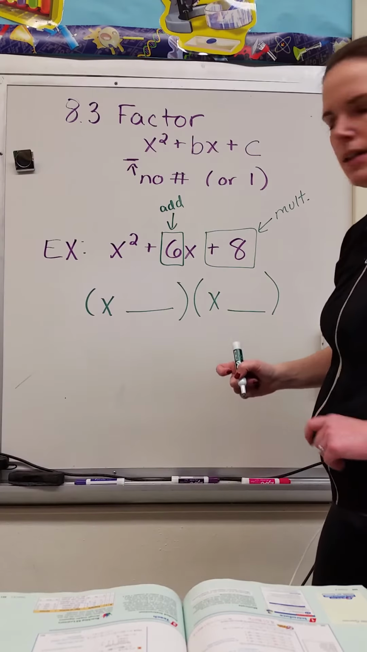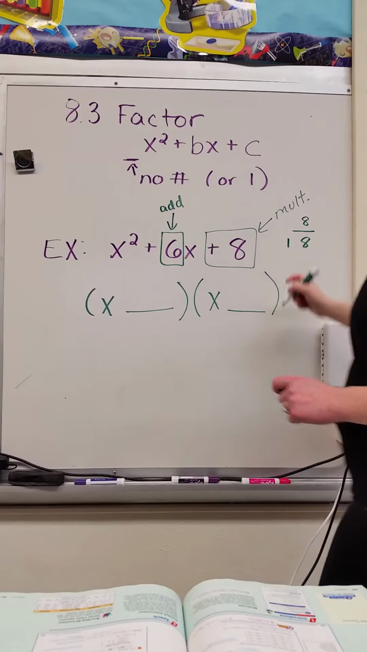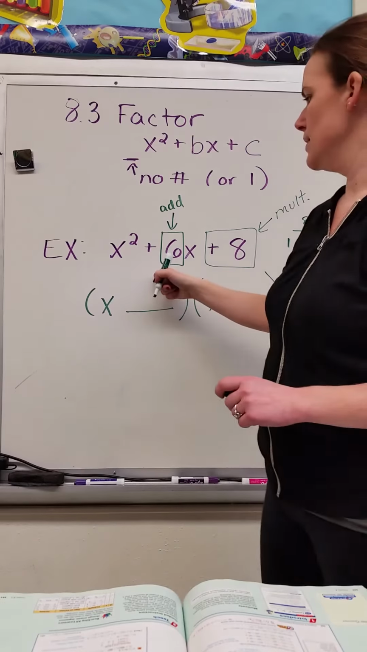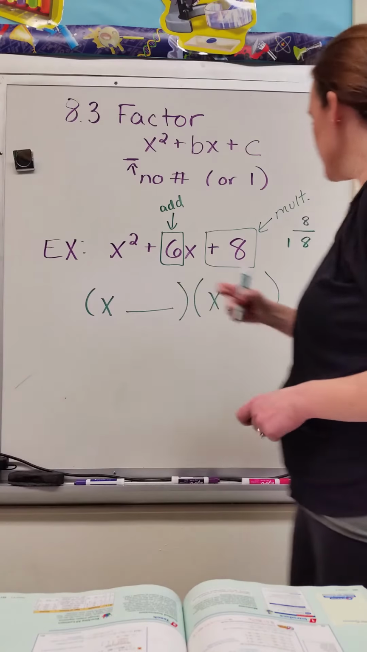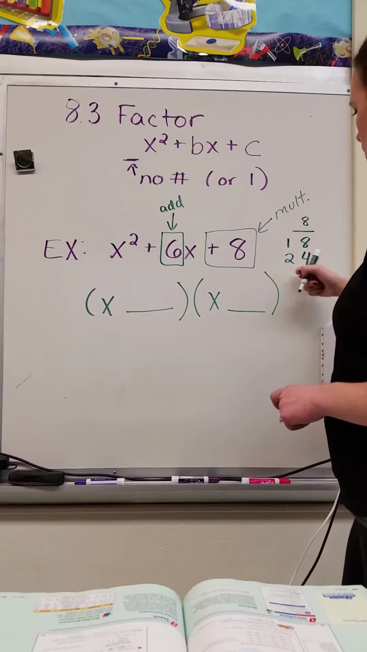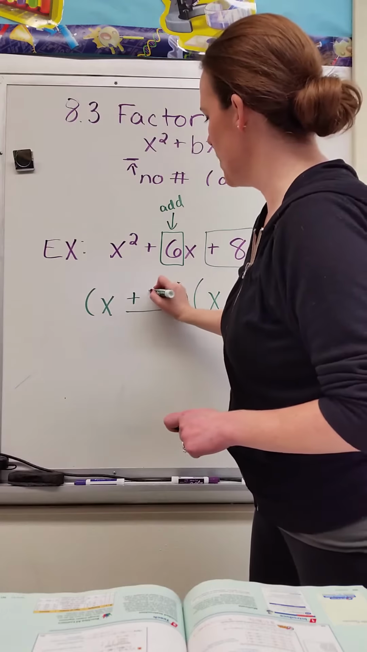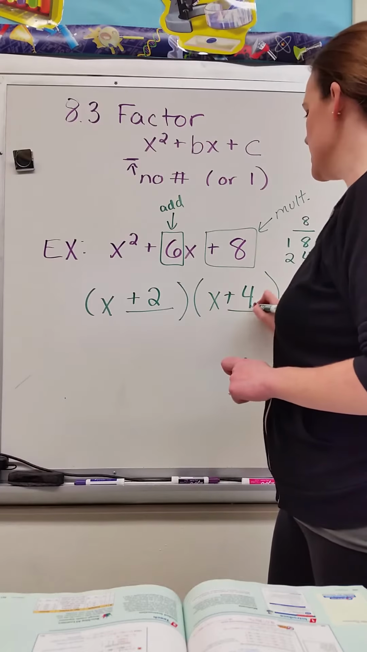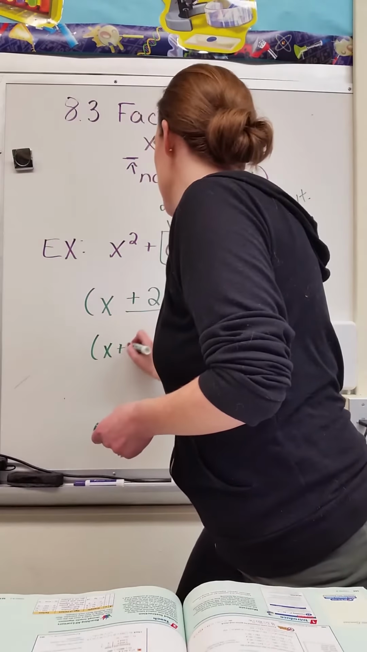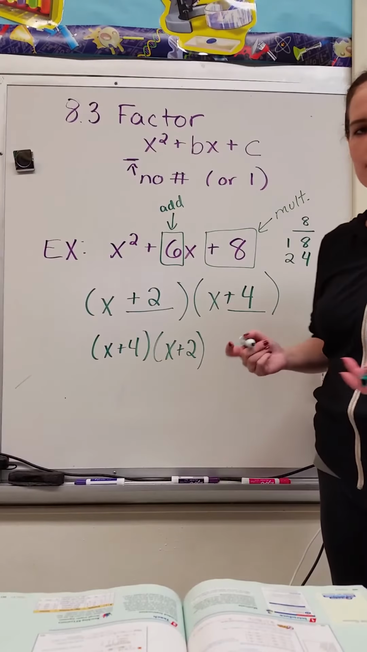adding to be 6. So when you're listing your multiples of 8, you might think of 1 and 8. Well, if I use positive 1 and positive 8, that's not 6. But if I use 2 and 4, those will multiply to be 8 and add to be 6. So this is a positive 2 and a positive 4. And the order you write that doesn't matter. If you had written it as x plus 4 times x plus 2, that says exactly the same thing.